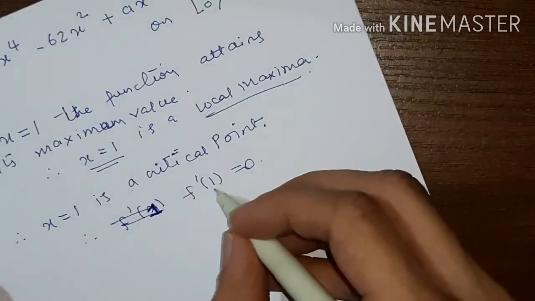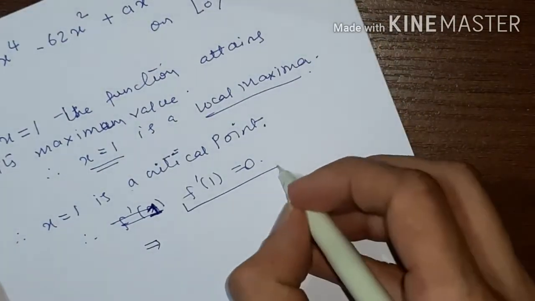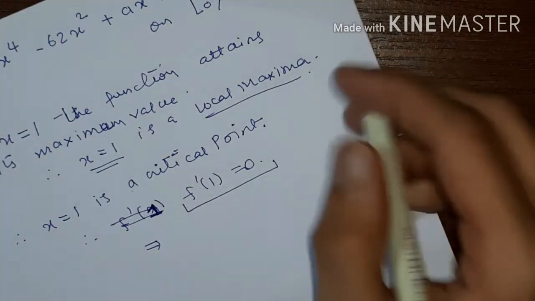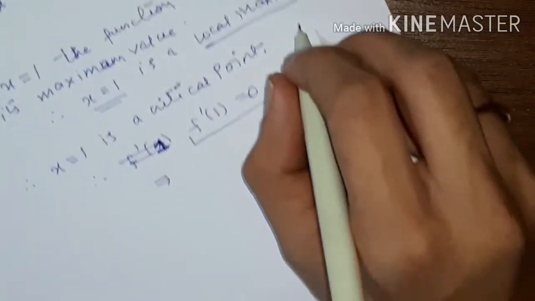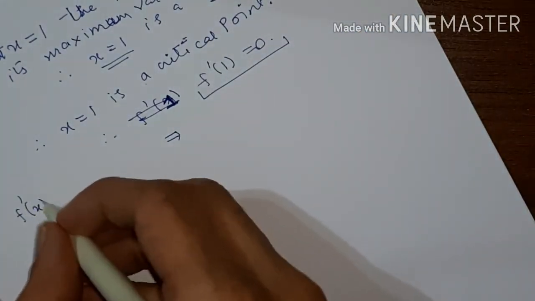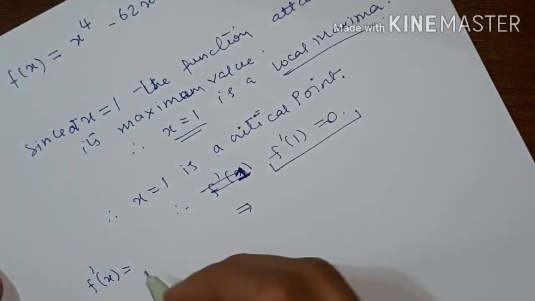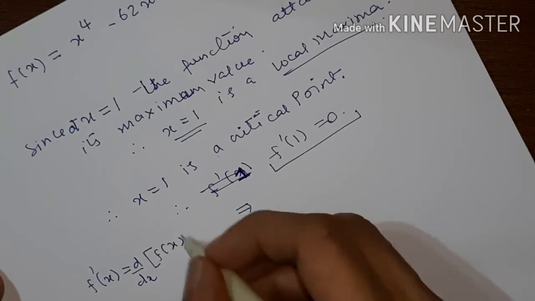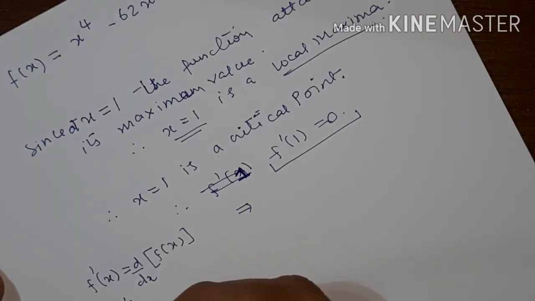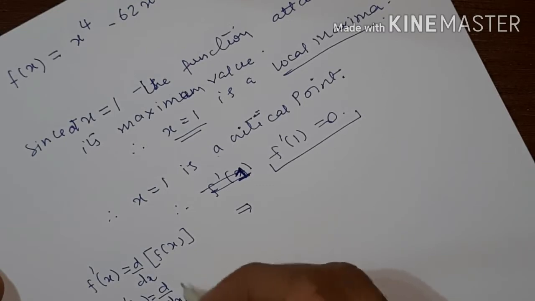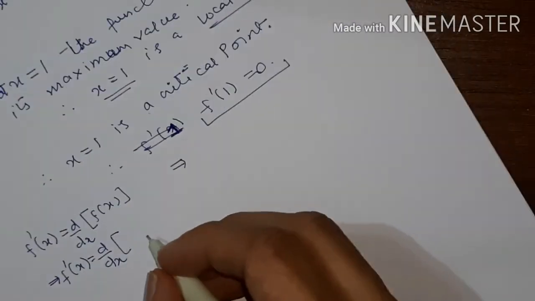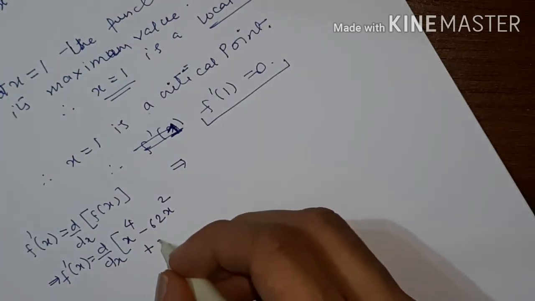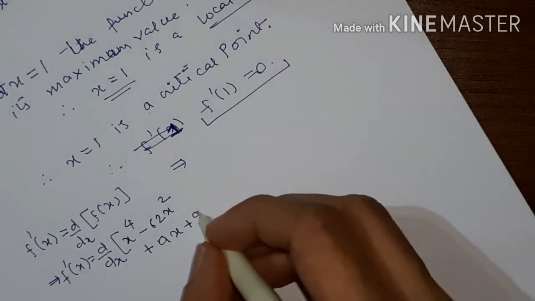So now for that, what we need: this equation you have now contains the derivative of f. So first we have to find the derivative of f. So the derivative of f is what? It is the derivative of the function f(x). So f prime of x is the derivative of the function x raised to 4 minus 62x square plus ax plus 9.